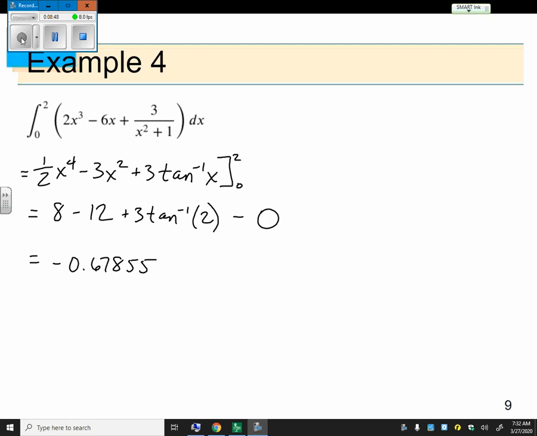Awesome. Did you catch that tangent inverse in there? I hope so. And then I've got to rely on my calculator. Tangent inverse of 2 right here. Not going to be a nice value, and it's going to make everything decimal out.